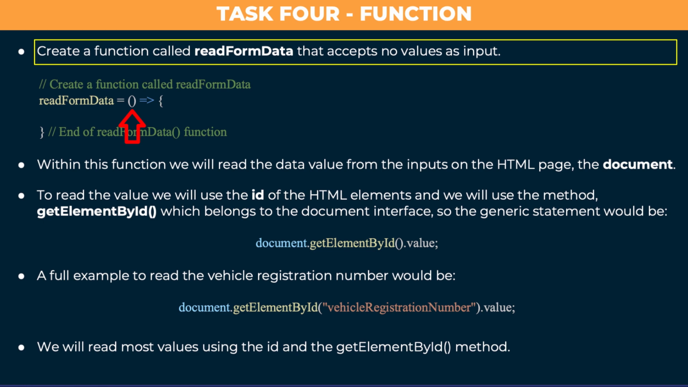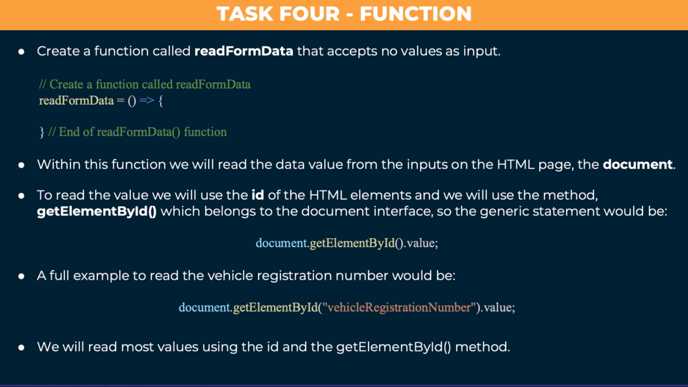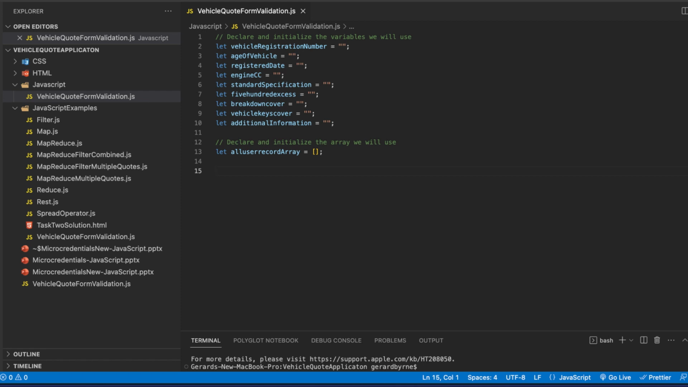So we're going to create our code, and we just do it straight after the array declaration. So we have read form data equals open round bracket, close round bracket. So that's saying this is a function and it doesn't take in any values. The input there is empty. And then we have this arrow function, and we have an open curly bracket, and then we have a close curly bracket. So that's the end of our method, our function.